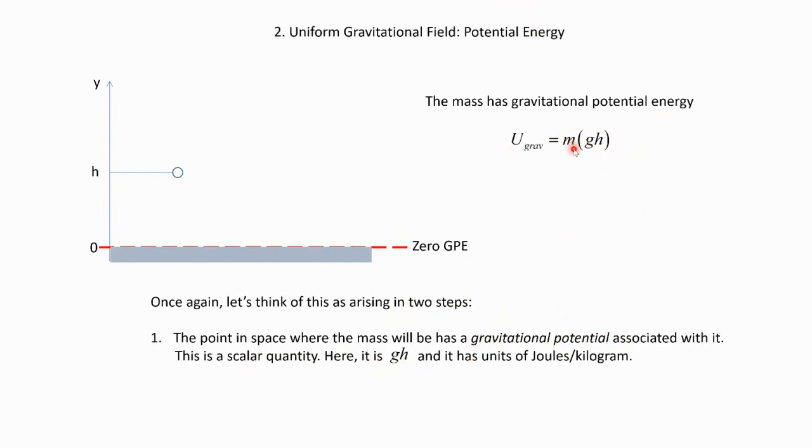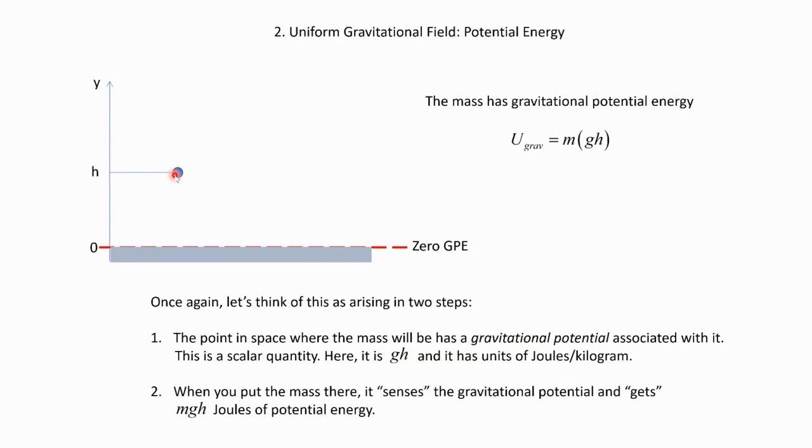So if you look at this formula, you see that quantity gh has units of joules per kilogram. Right? Multiply it by the kilograms of the mass, and then you get the joules. All right, so a point in space has associated with it gravitational potential, and the formula for it is gh. When you put the mass there at that point in space, it senses the gravitational potential and gets, in some sense, mgh joules of potential energy.